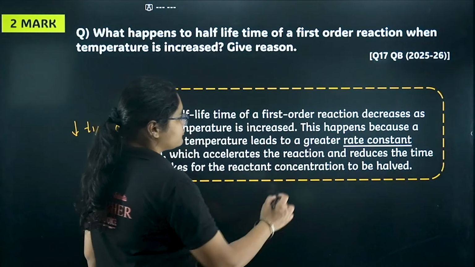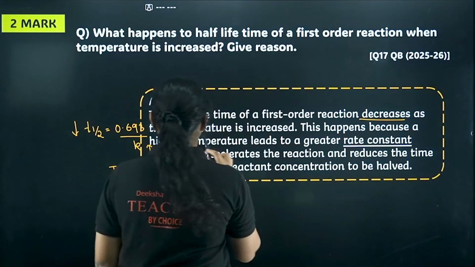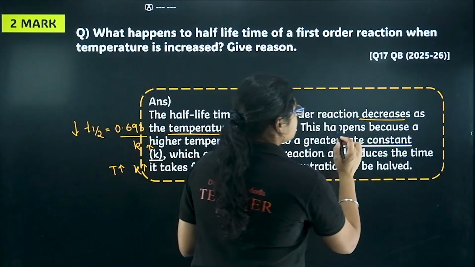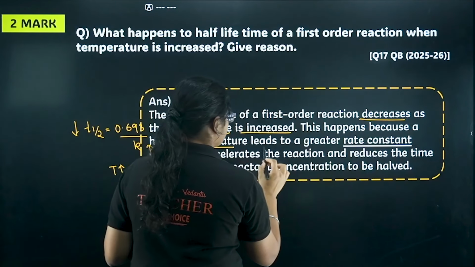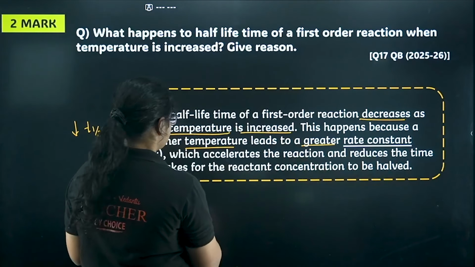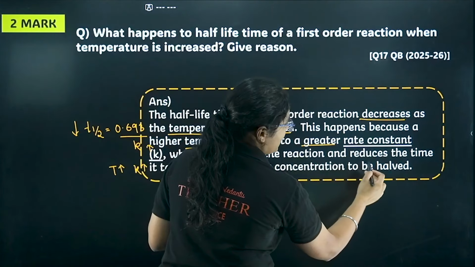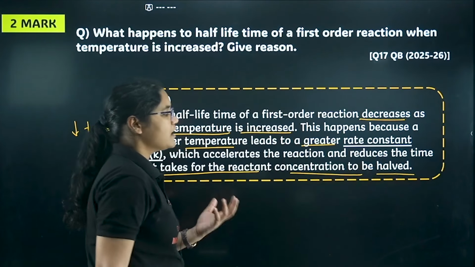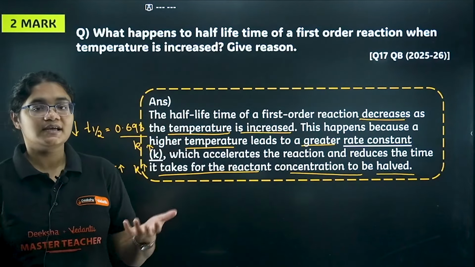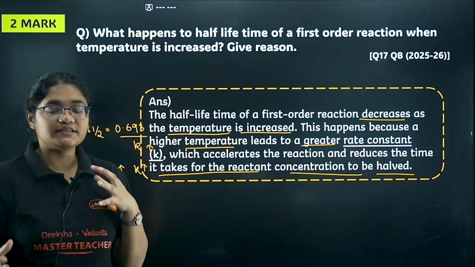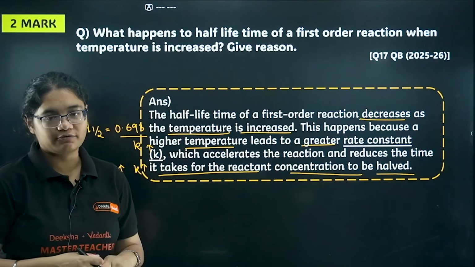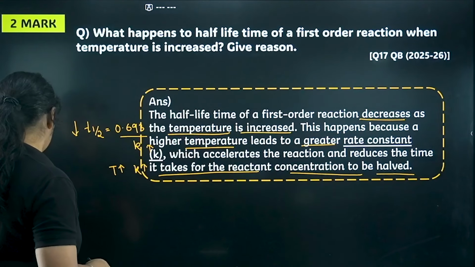The half-life of a first order reaction decreases as the temperature is increased. Okay, how will you explain this? This happens because a higher temperature leads to a greater rate constant, which accelerates the reaction and reduces the time it takes for the reactant concentration to become half. Now when the rate of the reaction increases, the concentration reaches its half concentration in a smaller span of time, so the half-life will be reduced.